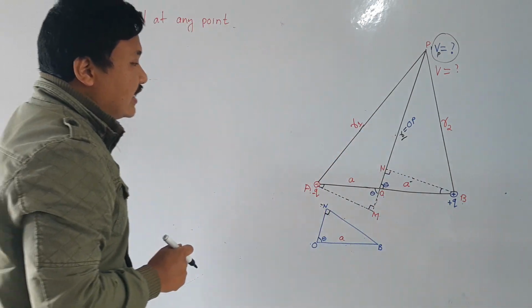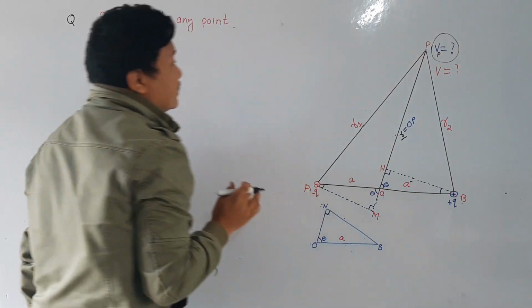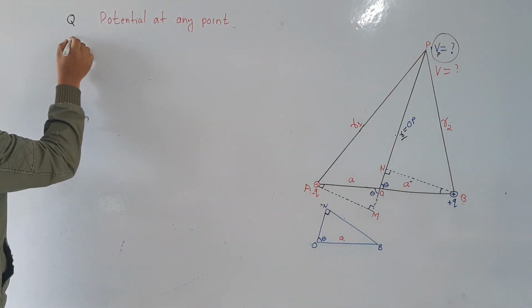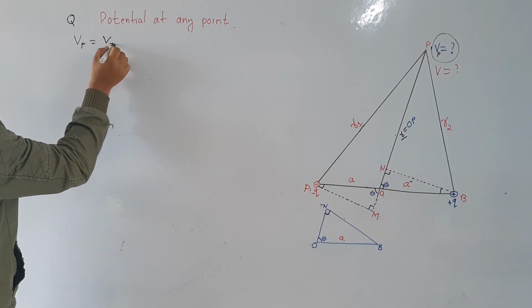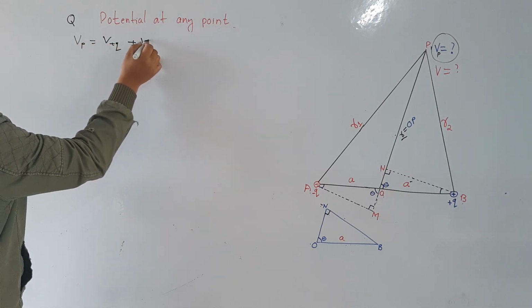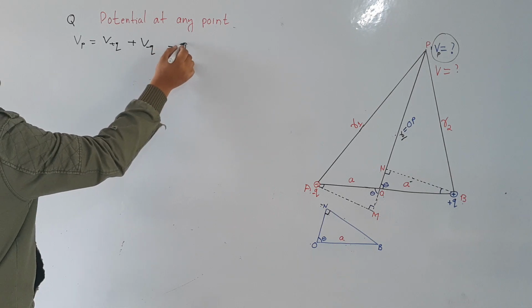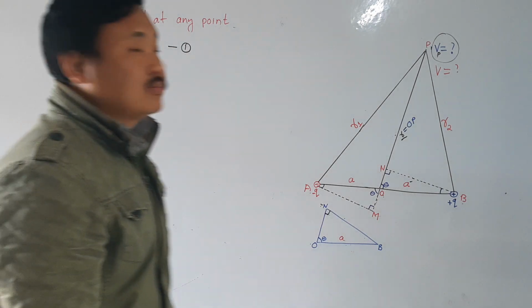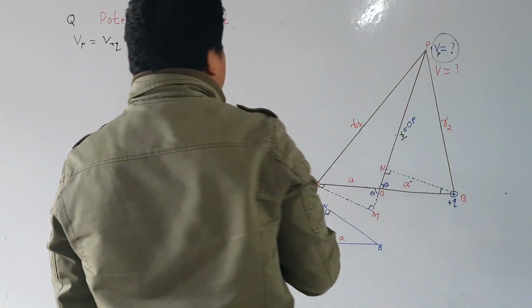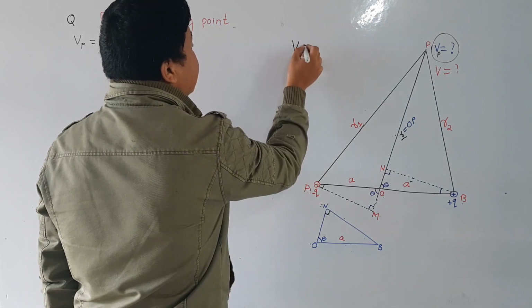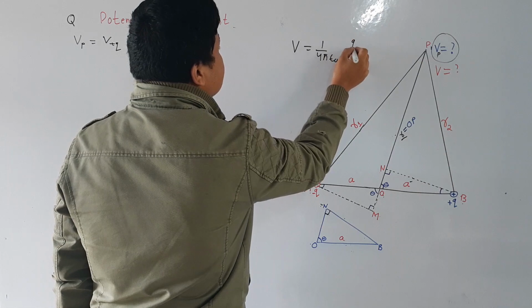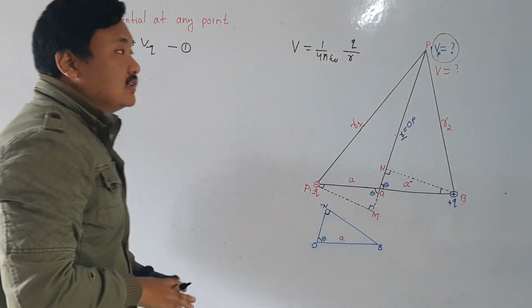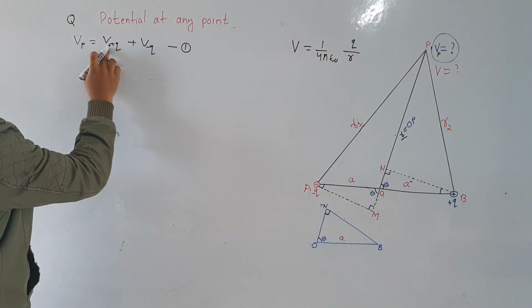So I want to find the electric potential at point P. So how much will be the electric potential at point P? It will be equal to V due to plus q plus V due to minus q. So this will be the net electric potential at point P. And now we know the formula V is equal to 1 by 4 pi epsilon naught q by r. So now let us find V positive.